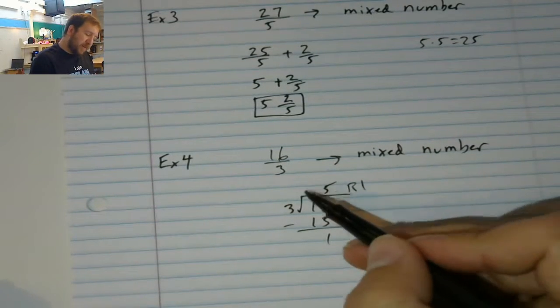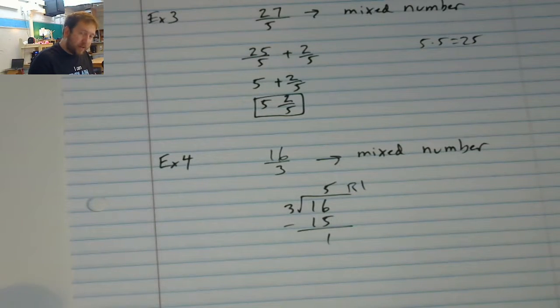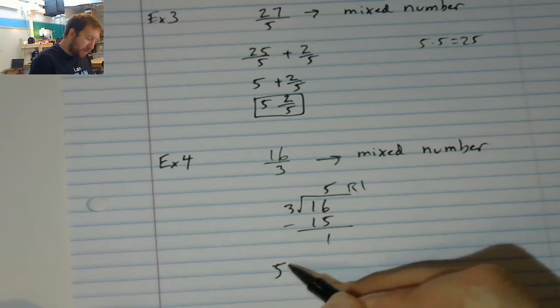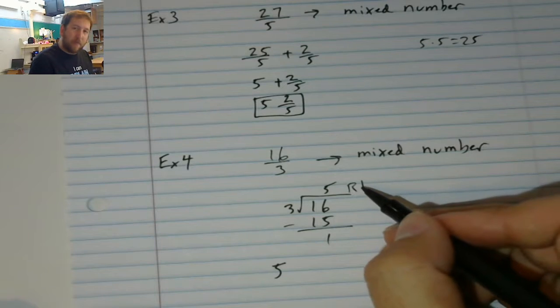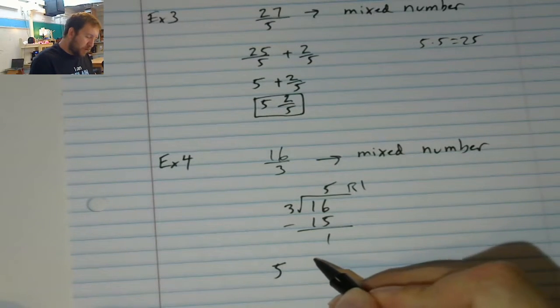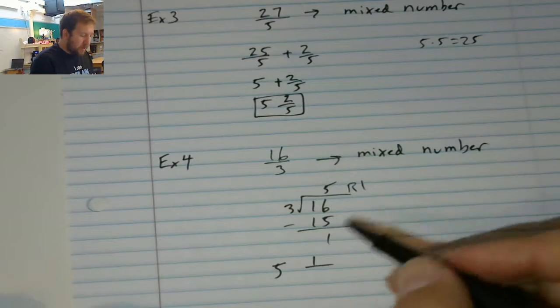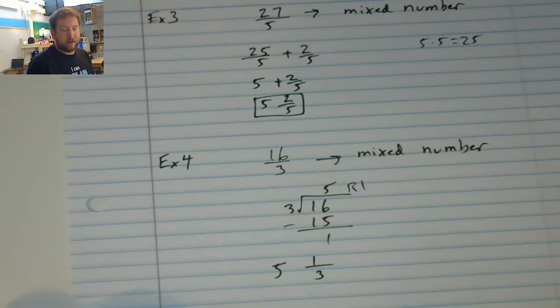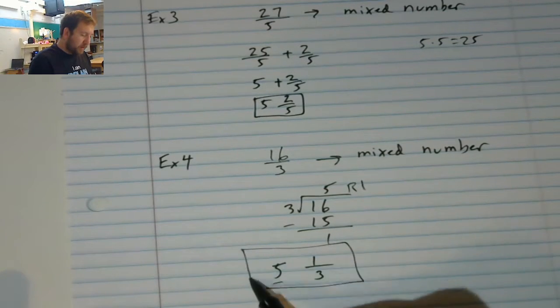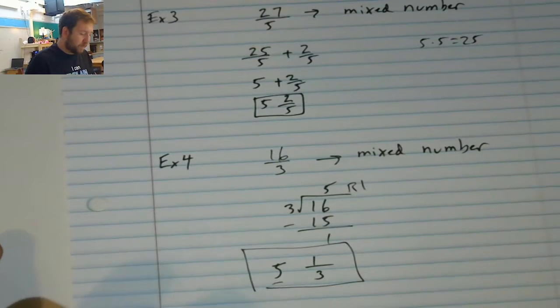So that's going to tell me it fits in 5 times. So I can just write my 5, because that was my total, and my remainder becomes the numerator of my fraction. My denominator stays the same because it's still thirds. So I can use either of these ways to go from an improper fraction to a mixed number. Okay, I have just 2 more examples I want to go over, and these 2 are about equivalent fractions.